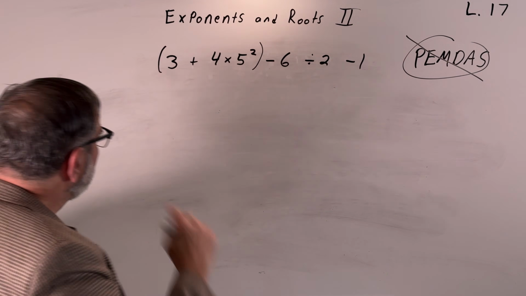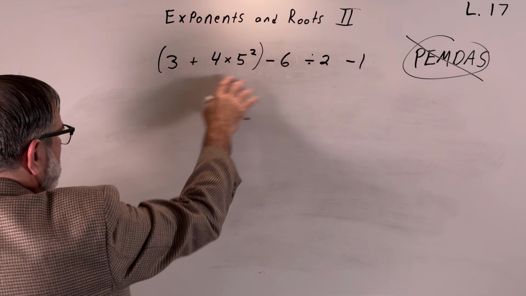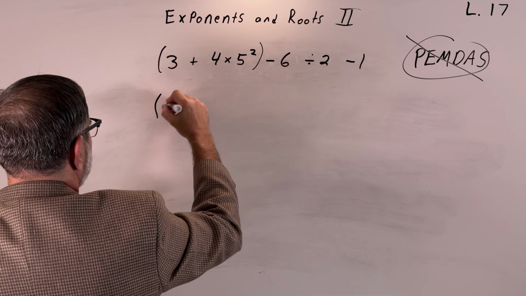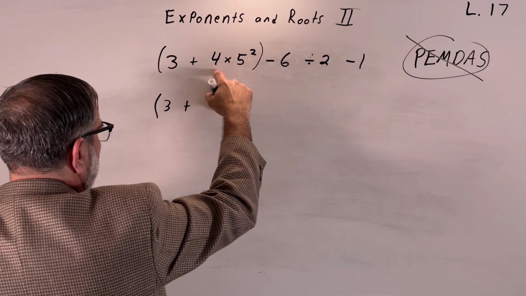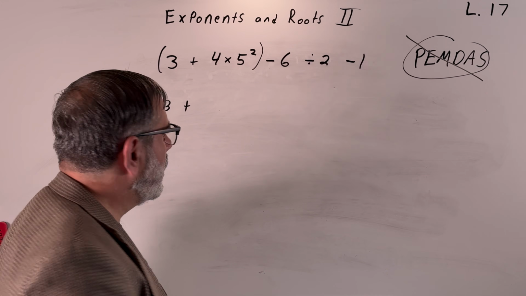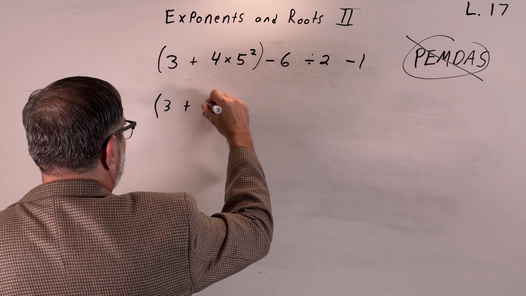Yuck. So how do we work this one up here? Well, the parentheses come first. So we've got 3 plus 4 times 5 squared. What is 5 squared? 25. And what is 25 times 4?